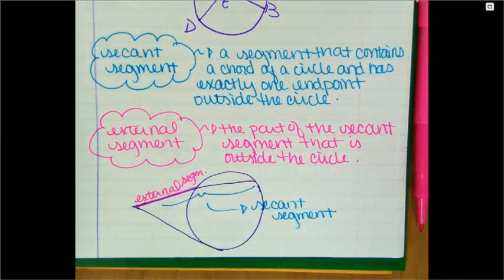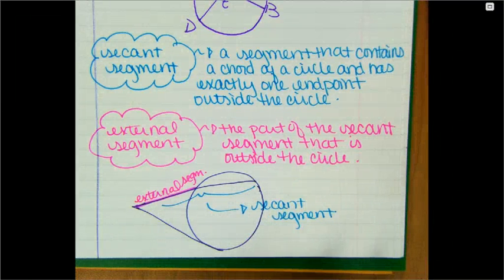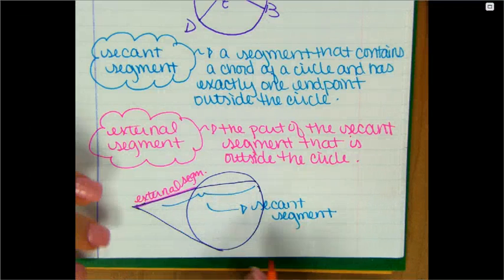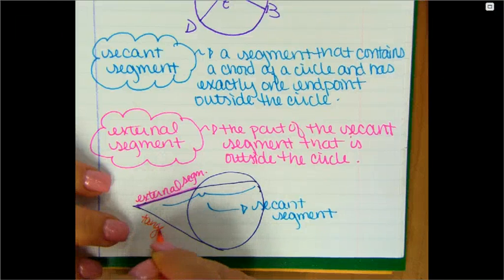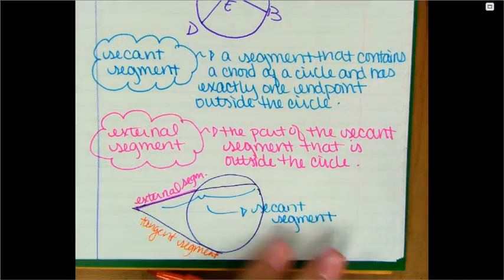Excuse me. Is the whole line, like both the lines, or is it just the top? Just the top piece. Because I'm going to label the bottom something else. What do you think the bottom's going to be? It's not internal. Secant touches twice. What's this one? Tangent segment. Why is it tangent? It only touches once.